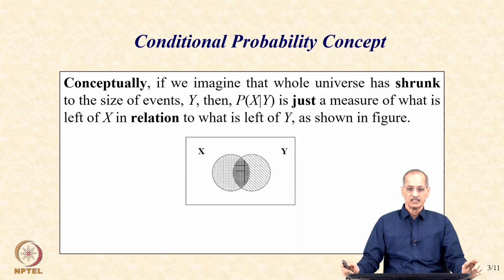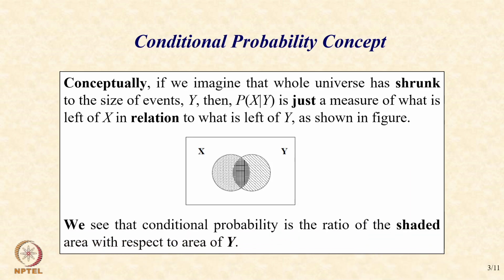So, as you can see, the area in the middle is the intersection between x and y, and this intersection as a ratio of the area of y is nothing but our conditional probability P in parenthesis x vertical bar y. Or if you want to talk about areas, that is the ratio of the shaded area versus the area of the event y.